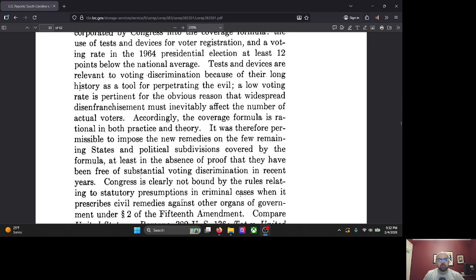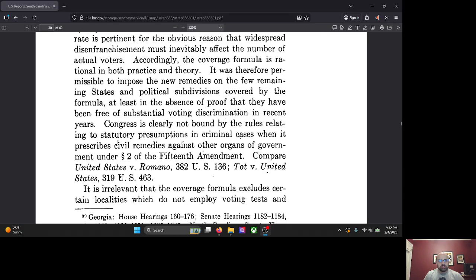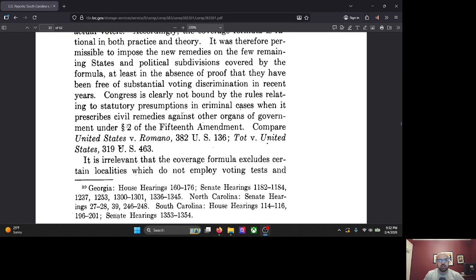Accordingly, the coverage formula is rational in both practice and theory. It was therefore permissible to impose the new remedies on the few remaining states and political subdivisions covered by the formula, at least in the absence of proof that they have been free of substantial voting discrimination in recent years. Congress is clearly not bound by the rules relating to statutory presumptions in criminal cases when it prescribes civil remedies against other organs of government under subsection 2 of the 15th Amendment.